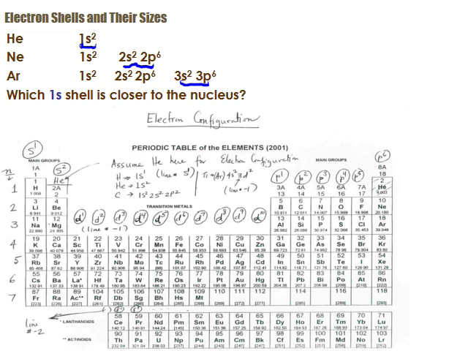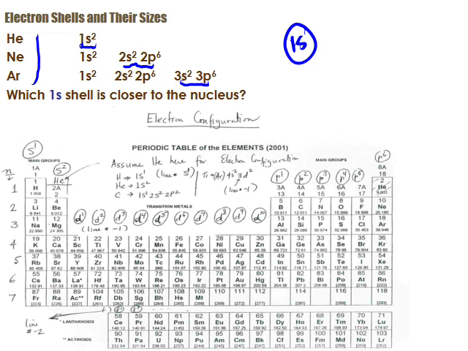Now let's just think about the very first shell, 1s2, and the question is, if I have three different atoms, helium, neon, and argon, in which case is the 1s shell going to be closest to the nucleus? Let me give you an idea how to come up with this answer.